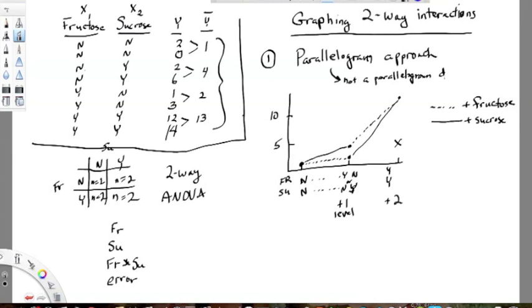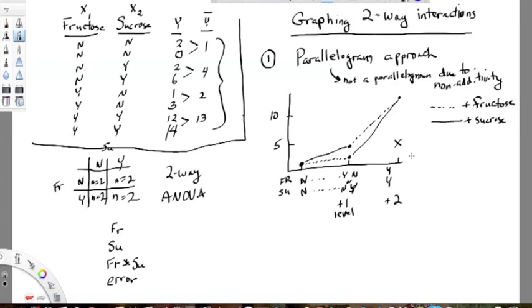Due to non-additivity of the effects of fructose and sucrose. Okay, so we kind of have a breakdown. A parallelogram is our null hypothesis, and this mean out here, when we add both, is much higher than we expect based upon the addition of our single levels of each sugar.